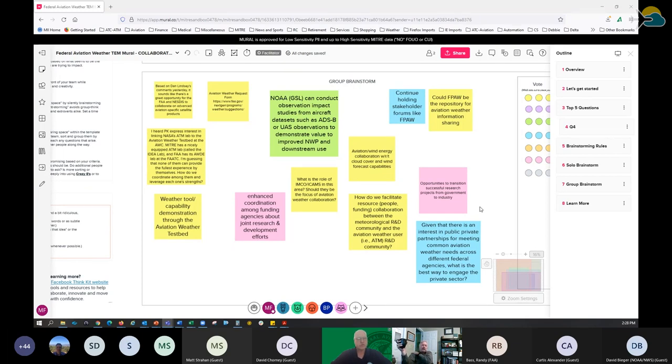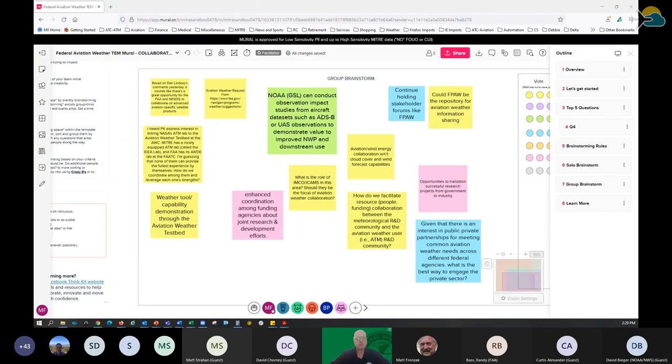Another topic I see on here is enhanced coordination among funding agencies about joint research and development efforts. So we do that to a certain extent within the federal government, certainly not as well as we can, probably because, oddly enough, different government agencies have different types and years of funding. But one recent example I can think of, and if Kevin Johnston, our panelist, is still here, Kevin, you can put your NASA tinfoil hat on: the work that we've been doing with advanced air mobility and the SBIRs that NASA has been working with, giving the FAA the opportunity to have input to the SBIRs that NASA is funding at no cost to the FAA. So there's one example of agencies working together, joint research with funding.